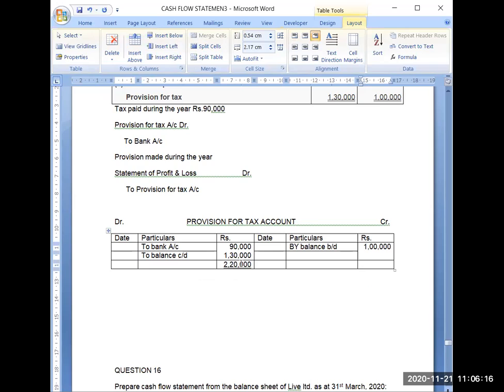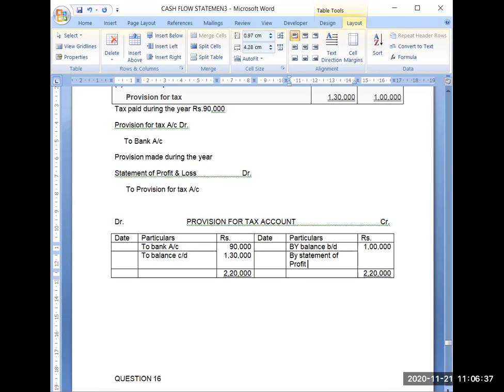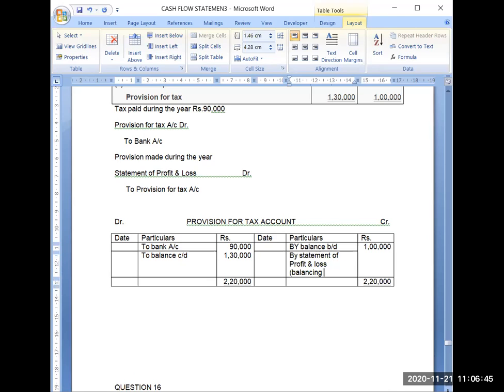This total will go on the opposite side. And then we will calculate here by statement of profit and loss. And this is the balancing figure. That's why I have to write here, because I have to tell the examiner that this information I have calculated from the given information. So that amount will be 1,20,000.